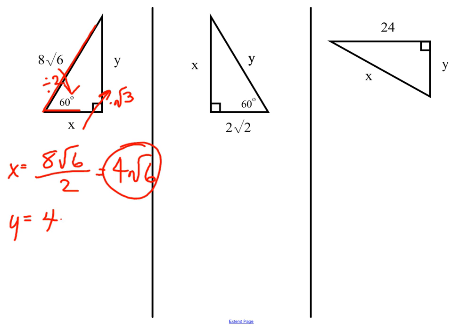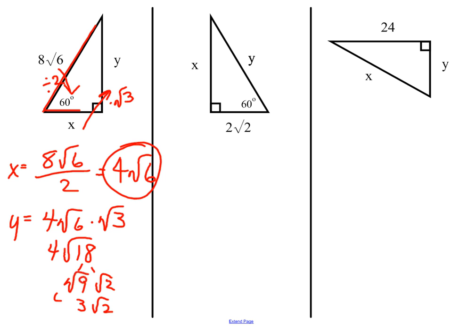Y then is taking that 4 square roots of 6, multiply it times the square root of 3, and I get 4 square roots of 18. I'd be done if I couldn't reduce it, but I can reduce this. I'm going to think of this as with perfect square numbers. So square root of 9 and square root of 2. Square root of 9 is 3. I still have the 4 out front, so my final answer is going to be 12 square roots of 2 for y.